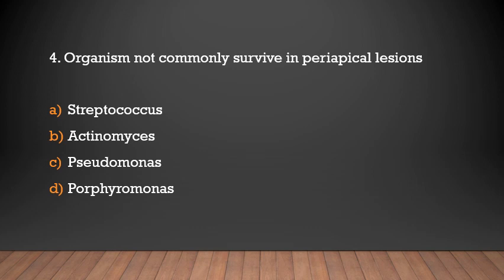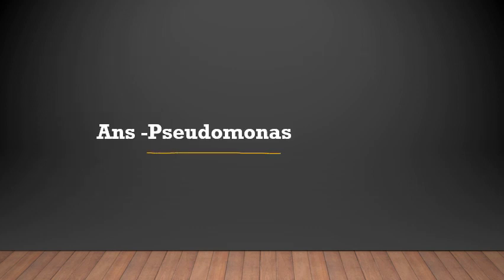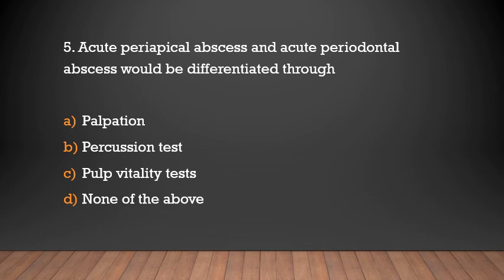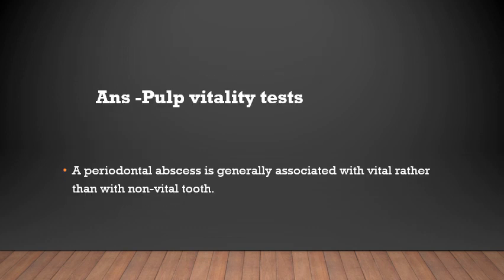Which organism does not commonly survive in periapical lesions: Streptococcus, Actinomyces, Pseudomonas, or Porphyromonas? Pseudomonas. Acute periapical abscess and acute periodontal abscess would be differentiated through: palpation, percussion test, pulp vitality test, or none of the above? Pulp vitality test. Periodontal abscess is generally associated with a vital tooth rather than a non-vital tooth. So we can differentiate periodontal abscess and periapical abscess with pulp vitality testing.